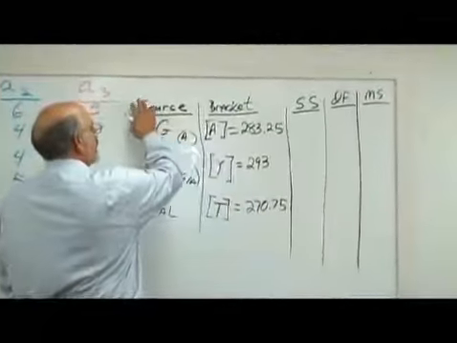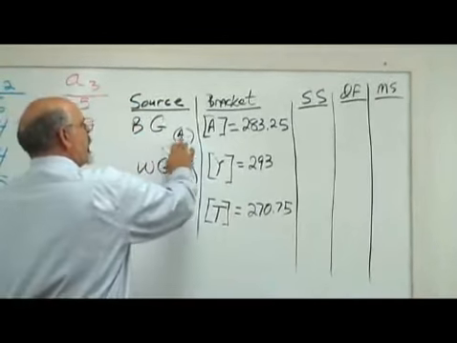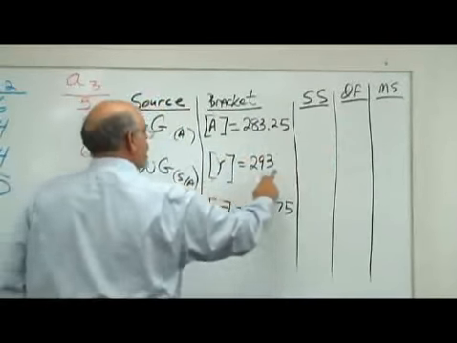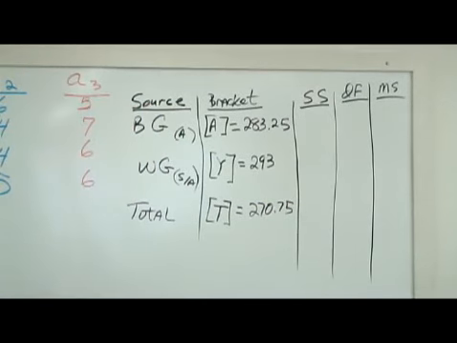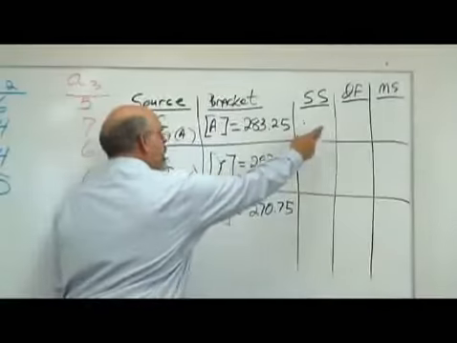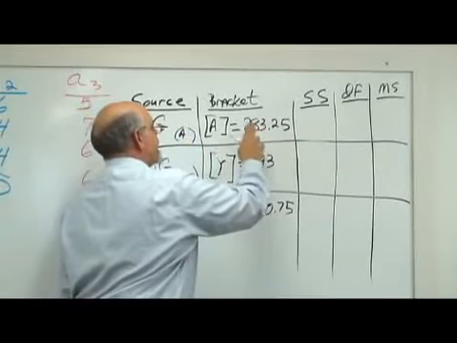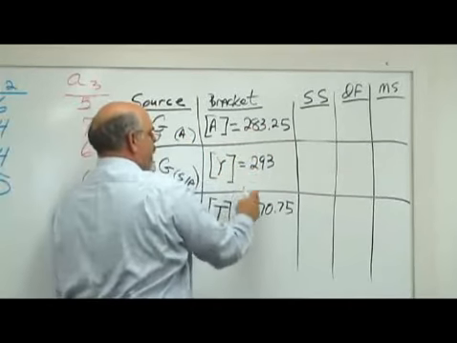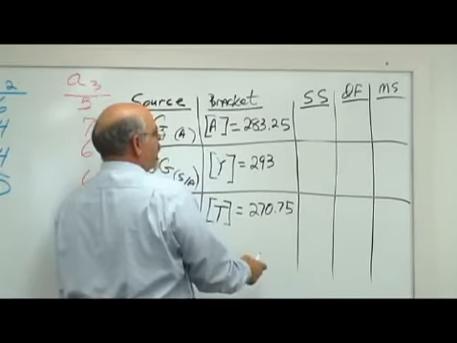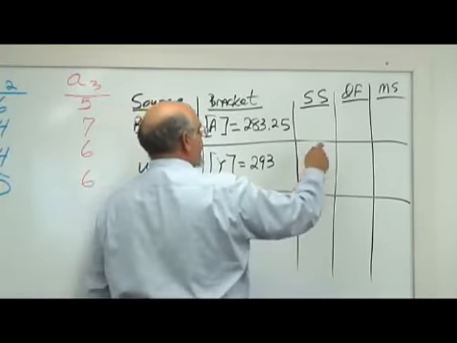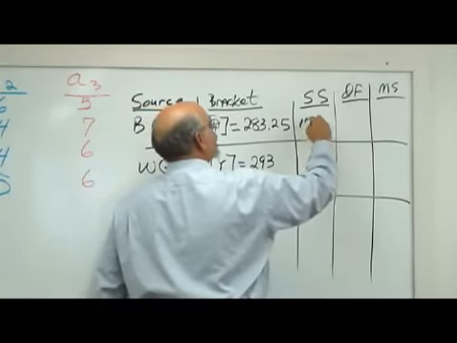Okay, we're putting up an ANOVA table. Between groups go this way, within groups goes this way, total groups is the bottom. We're going to use the bracket terms to figure everything out. The sum of squares for the between groups is A minus T. So it's 283.25 minus 270.75. That looks like 12.5.